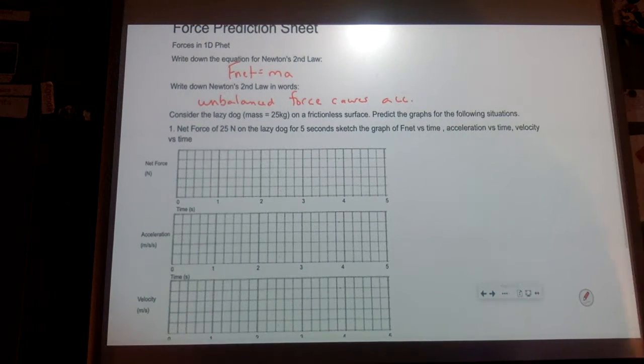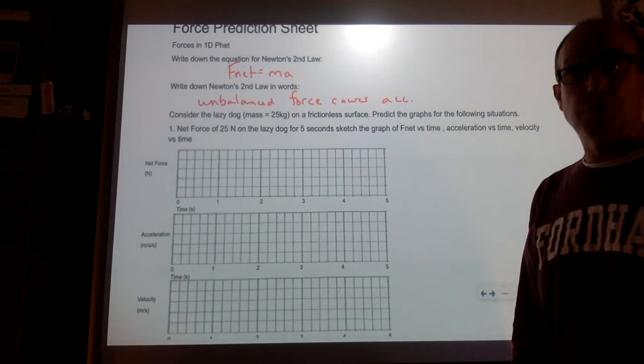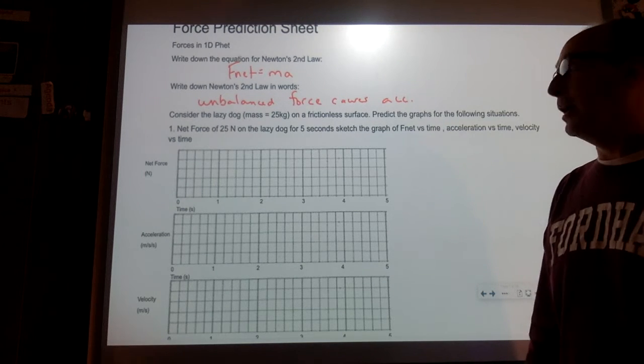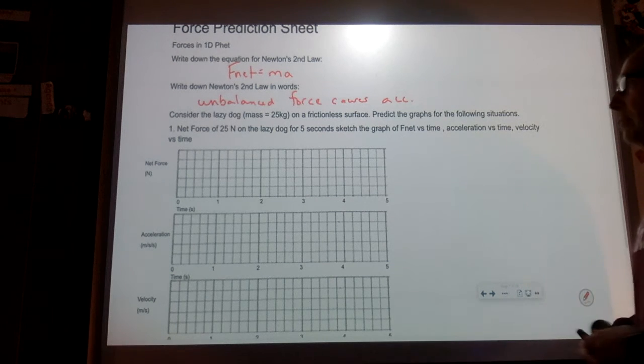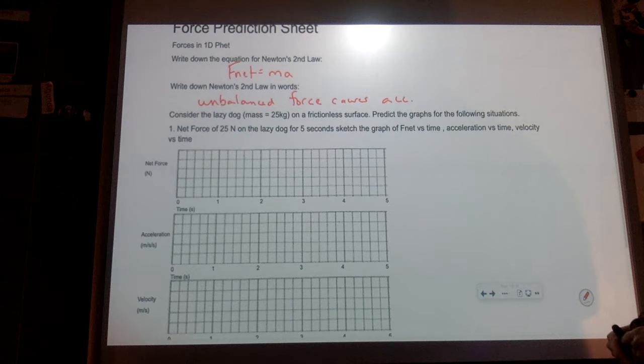So the first thing we're going to do is consider this lazy dog. It has a mass of 25 kilograms. Again, you guys have this in your notes, so you can work along that way as well. It's on a frictionless surface. Predict the graphs for the following situations. I have a net force of 25 newtons on a lazy dog for 5 seconds. Sketch the graph of Fnet versus time, acceleration versus time, and velocity versus time.